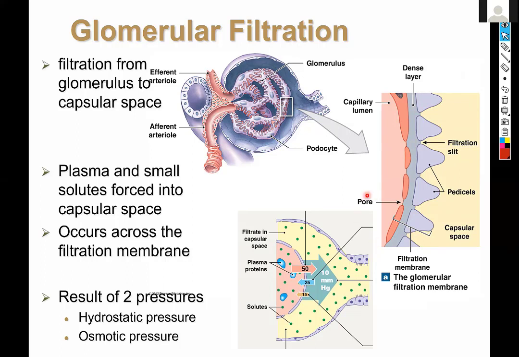So they basically help to control what is able to filter out into the filtrate and what is kept inside of the glomerulus. So healthy podocytes, podocytes are also called the visceral layer of the Bowman's capsule, with the outside part being the parietal layer. So plasma and little solutes, so small ions and such, are forced into the capsular space out here because they're little enough to squeeze through these filtration slits.